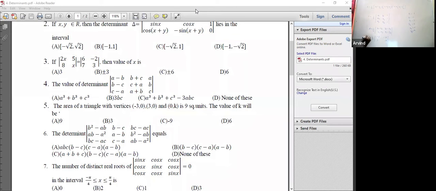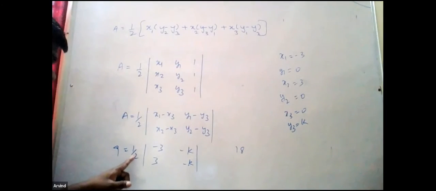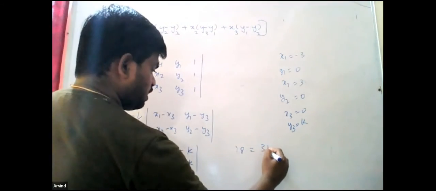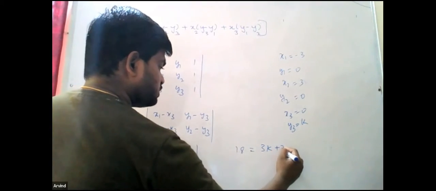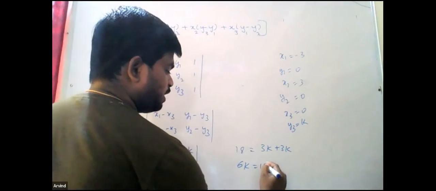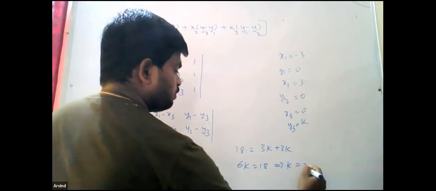So the area value they have said is 9. So 9 into 2 is 18. This 2, I will send it to the other side. 18 is equal to, the determinant will become 3k plus 3k. So 6k is equal to 18, which implies k is equal to 3.